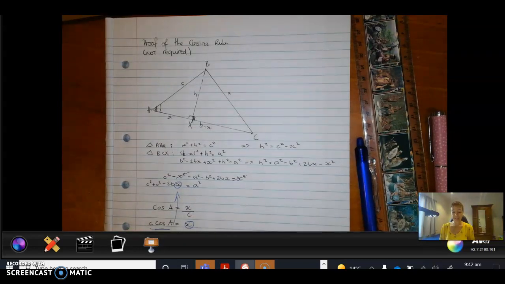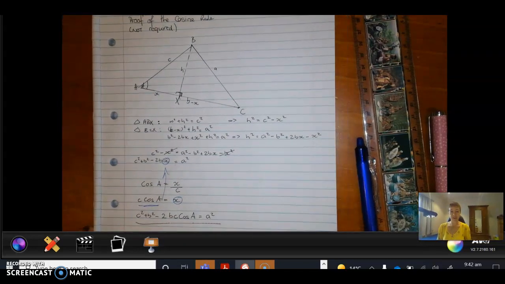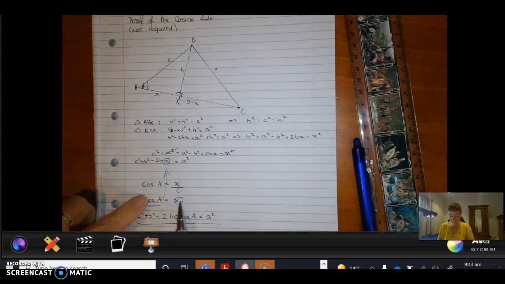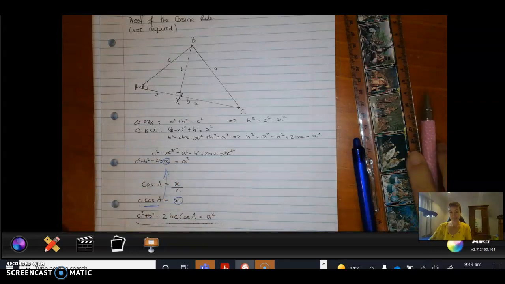As I said, this is not necessary. Oh my gosh, sorry, you didn't see that last little bit that I did there. Sorry about that. This is my c squared plus b squared minus 2b, and then I'm substituting x, which is c cos A, into there, equals a squared. So that is how that is done.